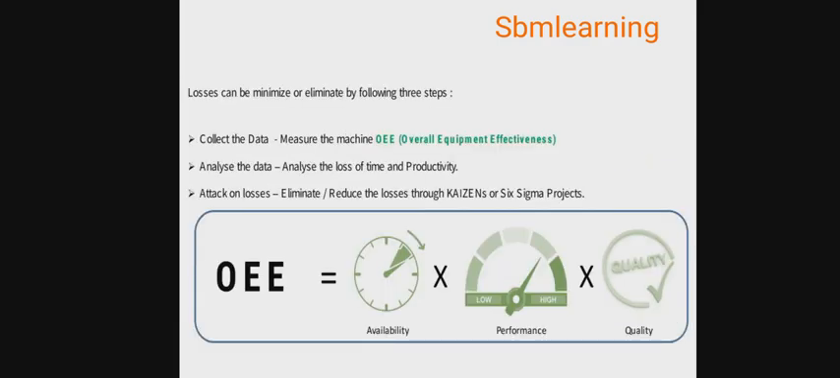So how can we eliminate the OE losses? Collect the data, analyze the data, and attack the losses. Implement Kaizens, use A3 problem solving tools, Six Sigma projects or Poka-Yoke. We have multiple tools to eliminate the losses. Clear?